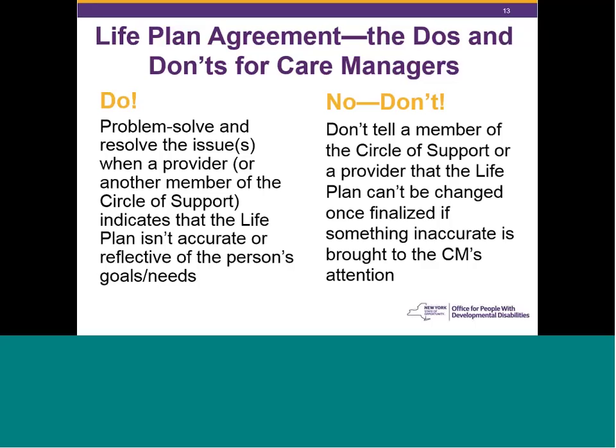Maybe the IEM was done at a point in time and identified something the person was interested in that day, and then at the life planning meeting the person says, you know, I've really come to realize I want something different from my supports and services. Everyone changes their thinking and focus at various points in time. So during the planning meeting and the finalization of the life plan, you need to update and create an accurate reflection of the person's goals and needs.